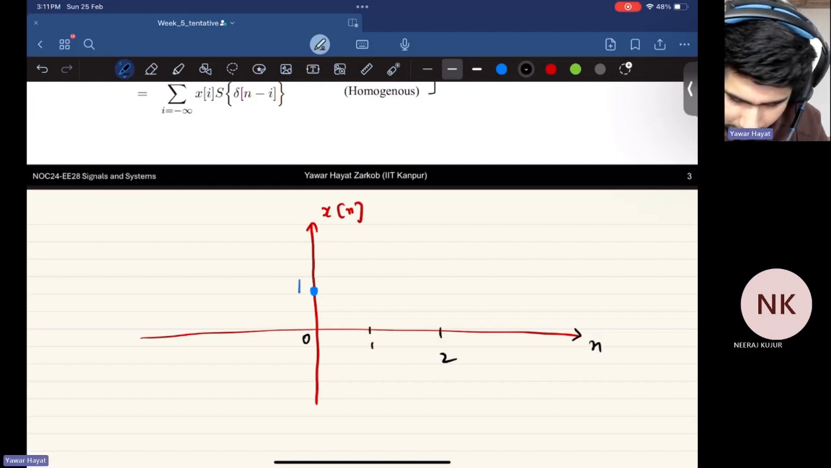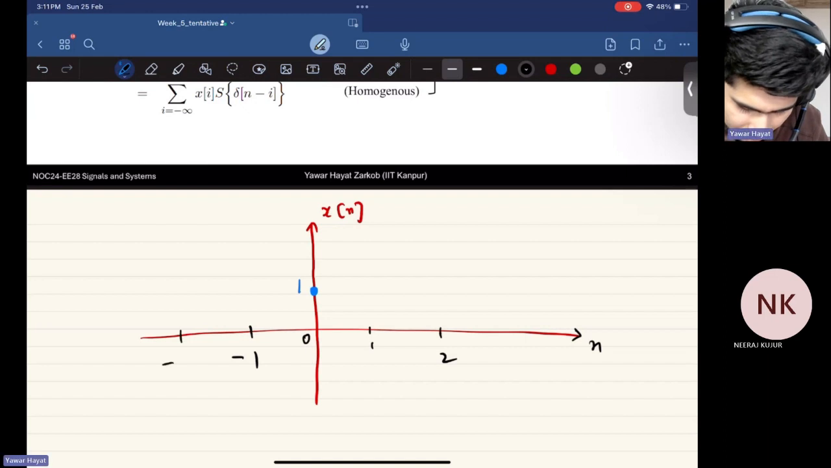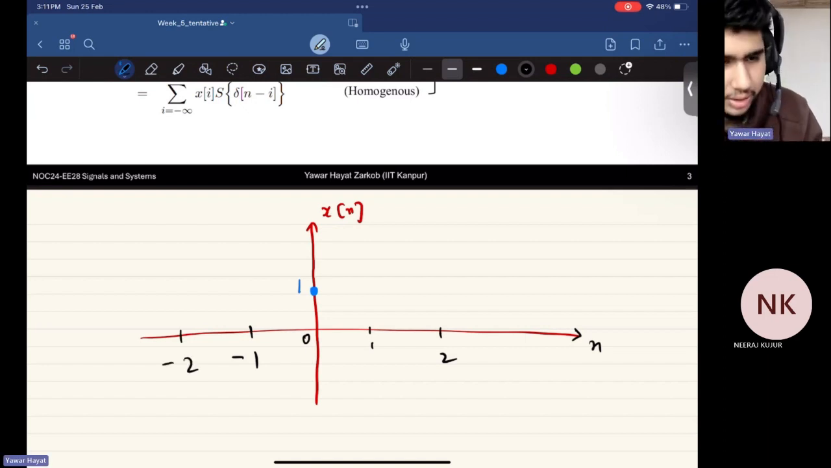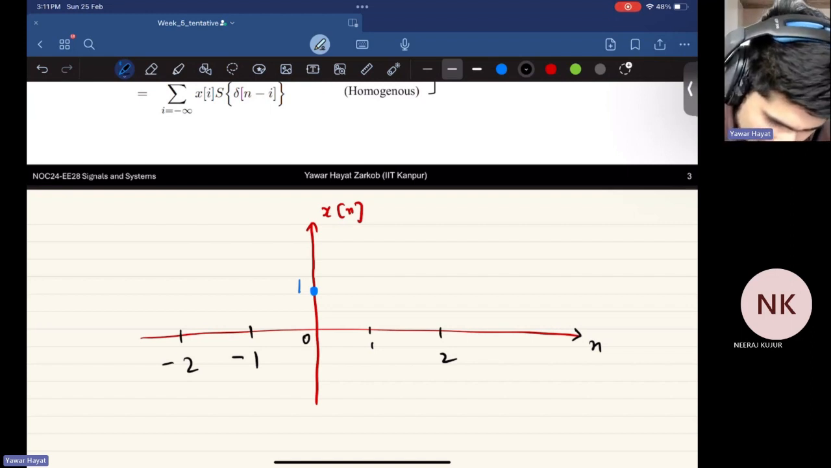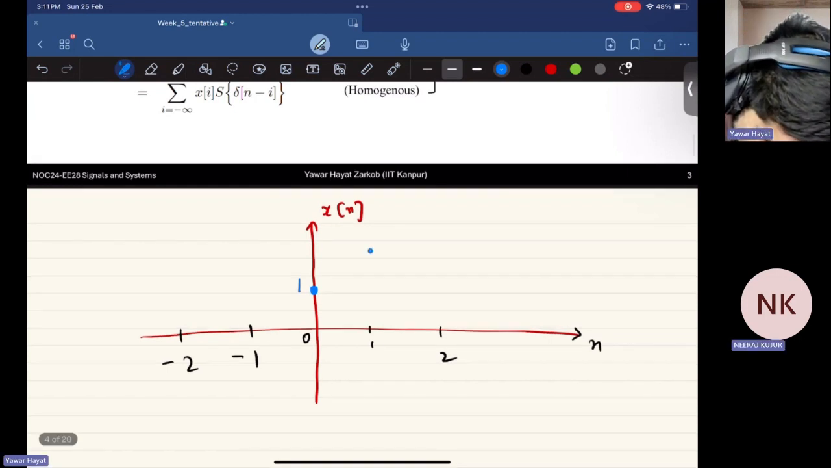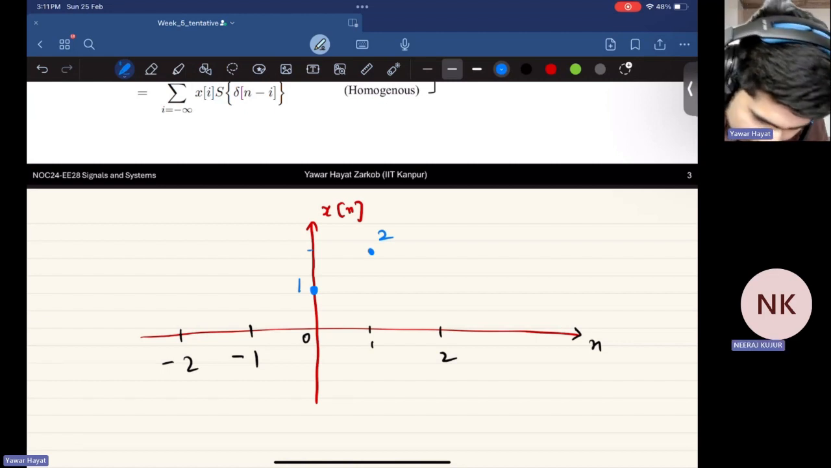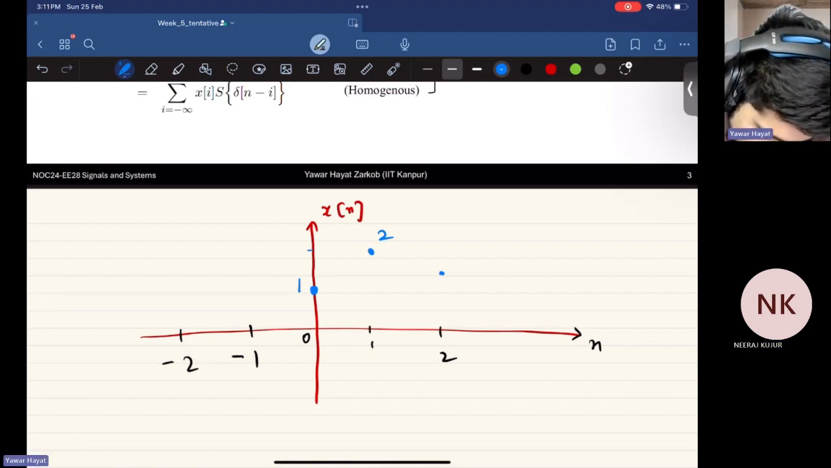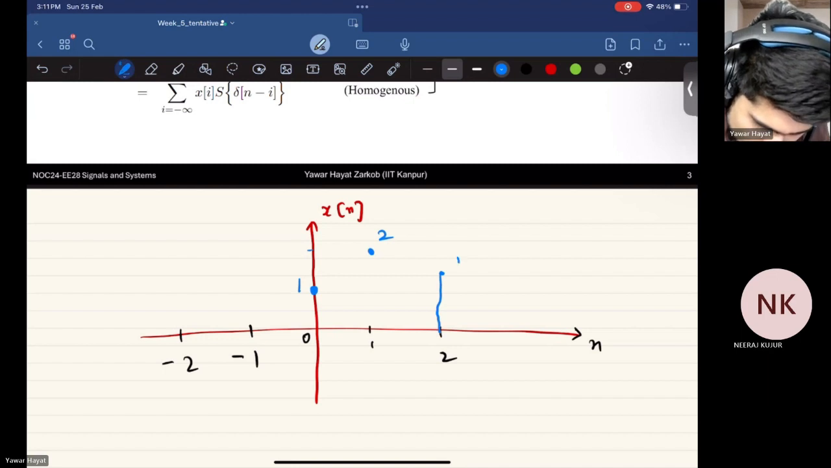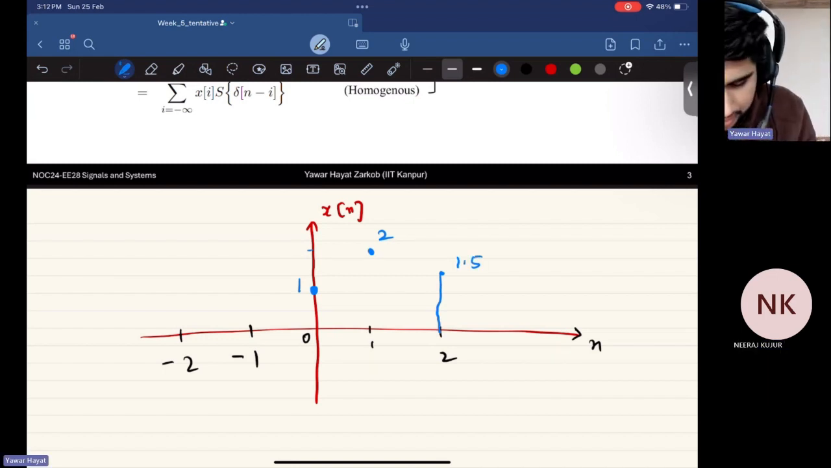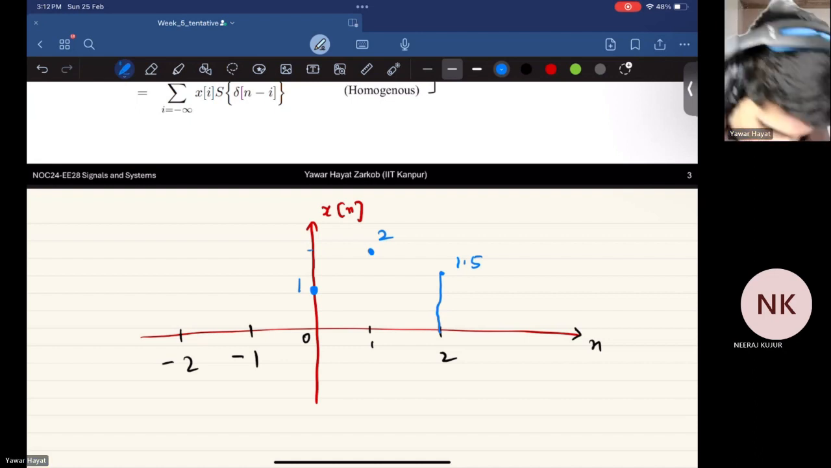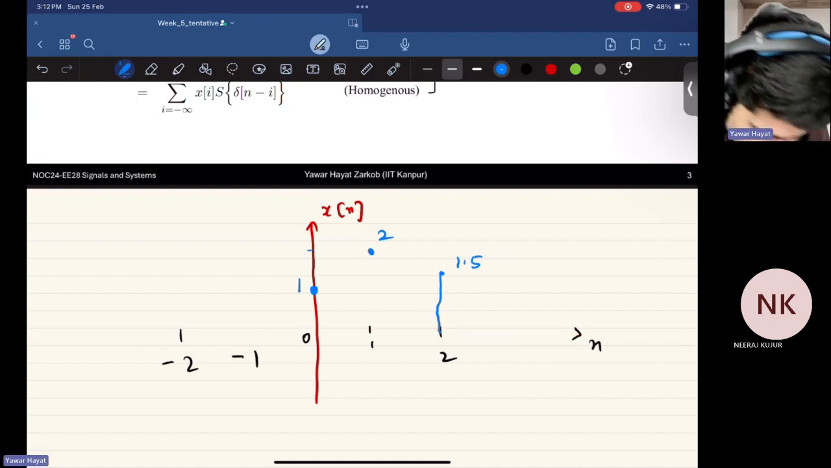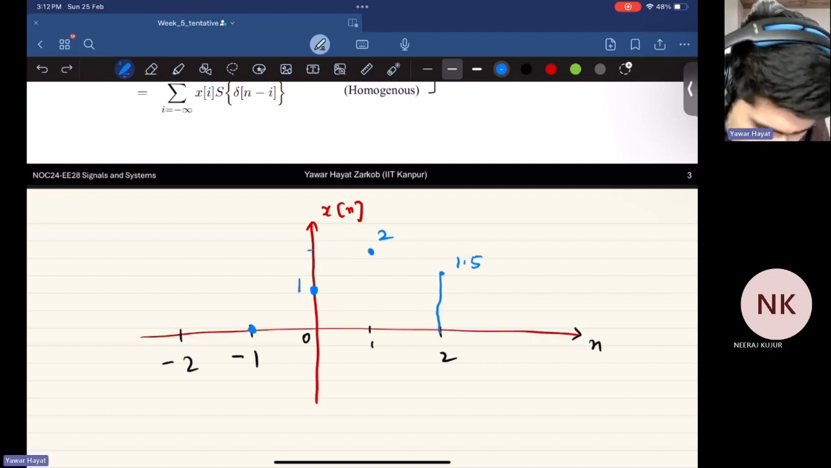Suppose it occurs like this. I'll make a random case. In general, it could occur from minus infinity to infinity, but let me take a very specific case. Suppose this is value 2 at n equals 1, and this is value 1.5 at n equals 2. Likewise, suppose it is 0 at n equals minus 1, and it is again 2 at n equals minus 2.